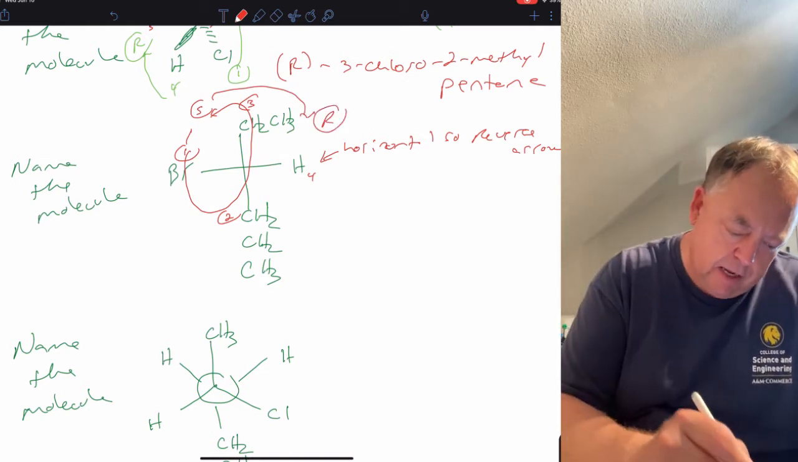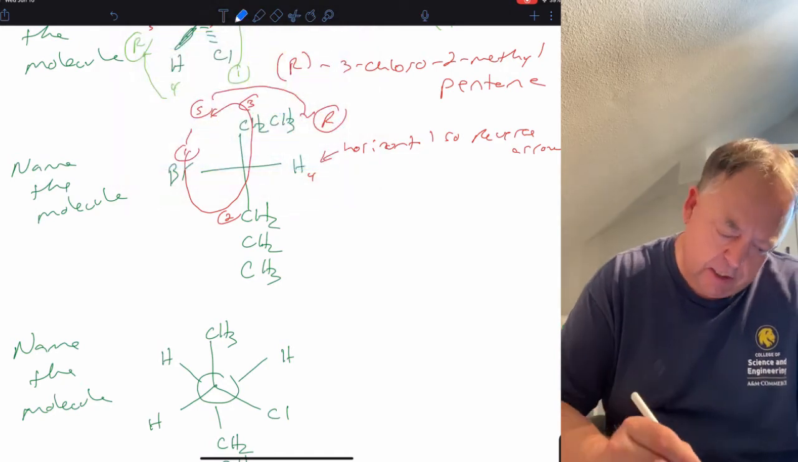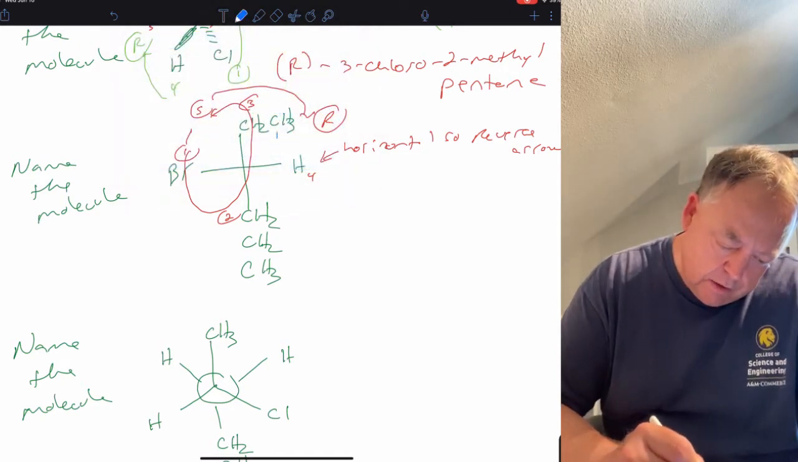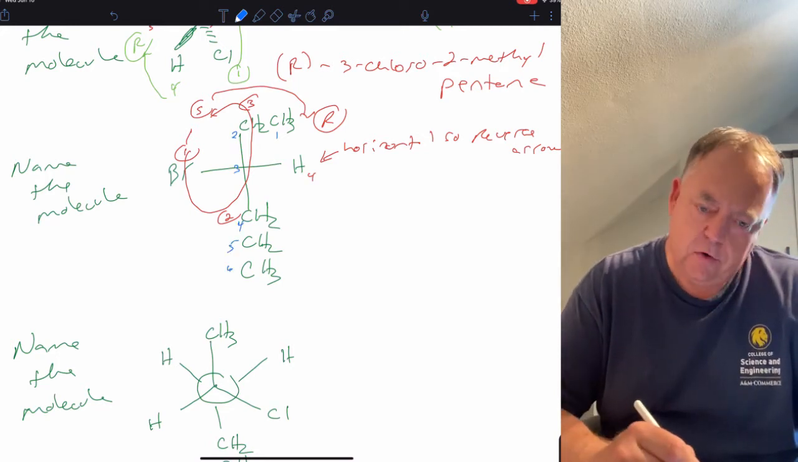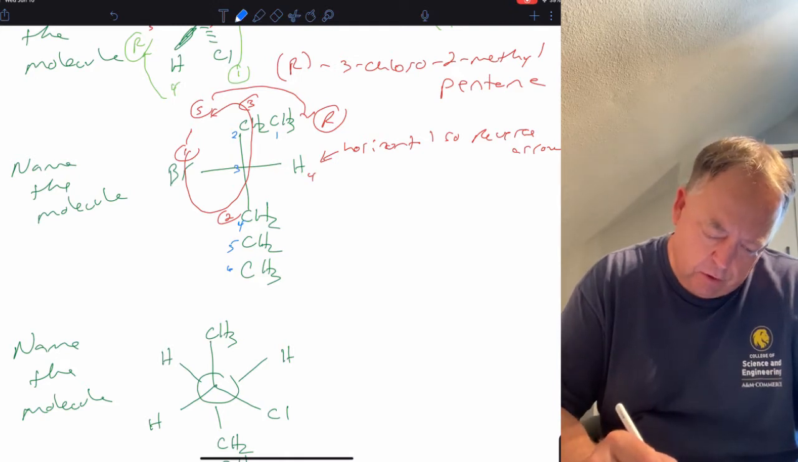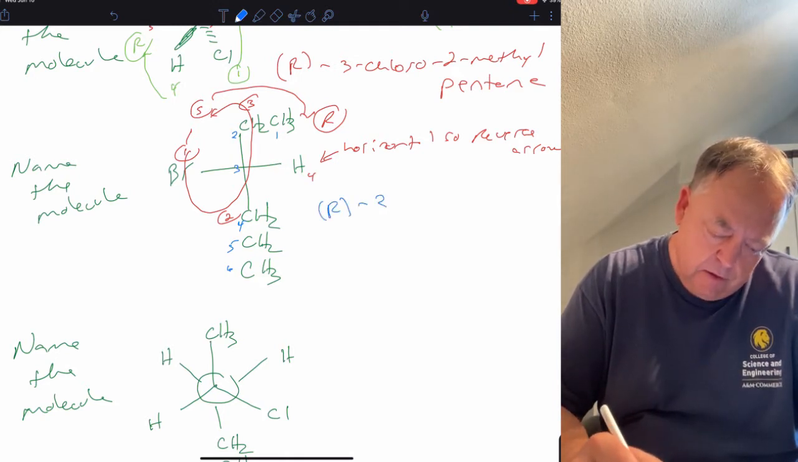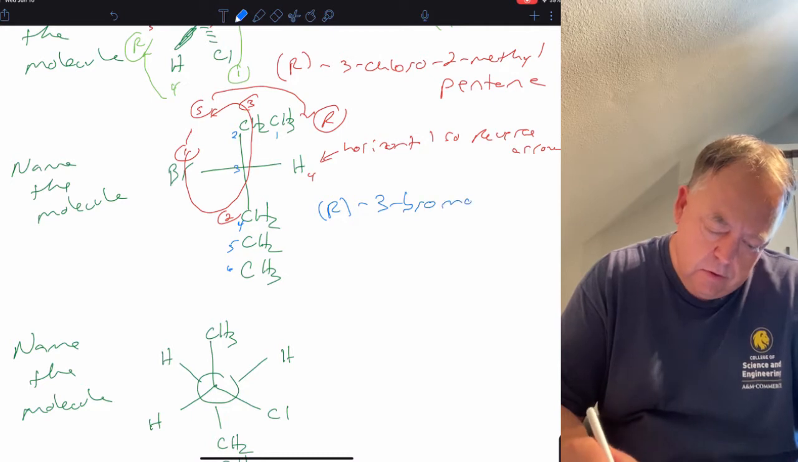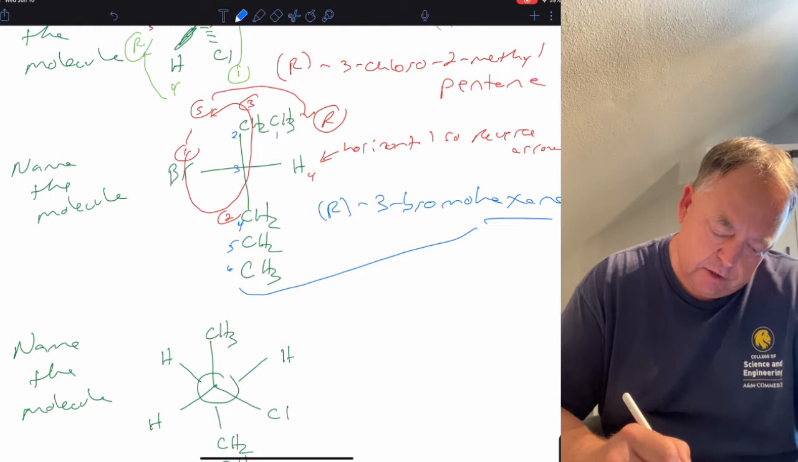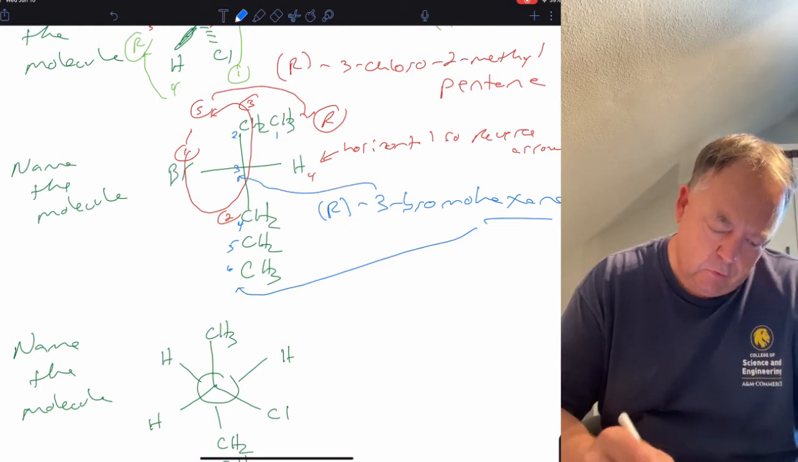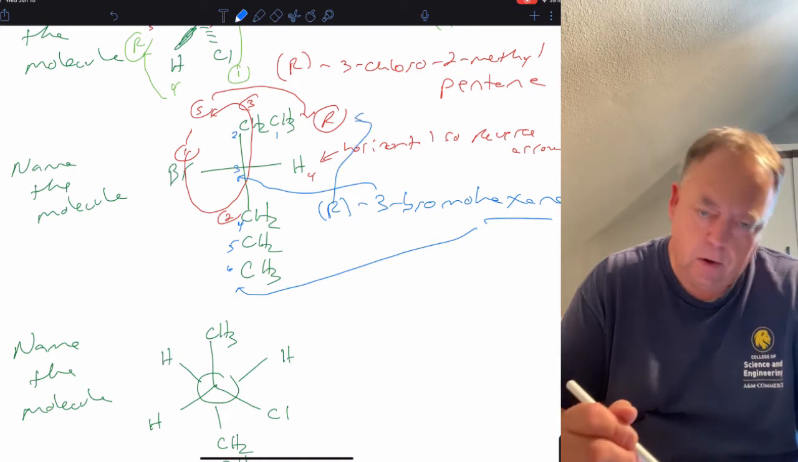Now in terms of the name, what's the longest carbon chain? Well, that would be 1, 2, 3, 4, 5, 6. So this is a 6-carbon chain with a bromine at carbon number 3, and the stereochemistry is R. So this is R-3-bromohexane. Hexane because it's a 6-carbon chain. The bromine's at carbon number 3, and we deduced that the stereochemistry was R already.